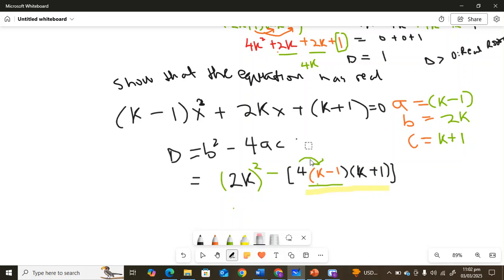So let's try it, colleagues. Let's try it individually. Let's see what answers we get. Try this operation so that we compare what answers we get here. If you want to expand these two first, then distribute the 4, or distribute the 4 first to this k minus 1, then expand.